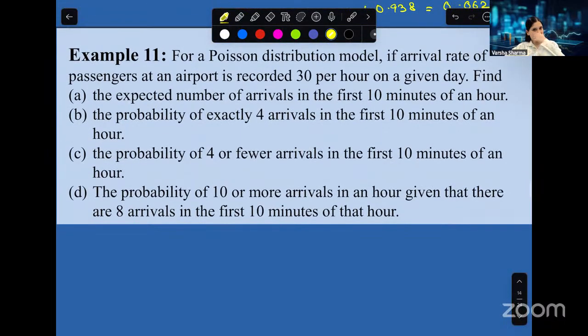Next. First, give it a try. Read the question. Now, this will test your lambda capability every single time. Try it out first. I'll give you 2 minutes.